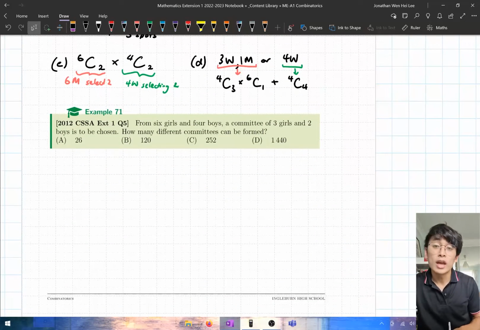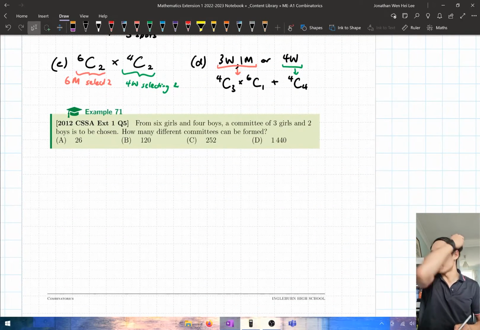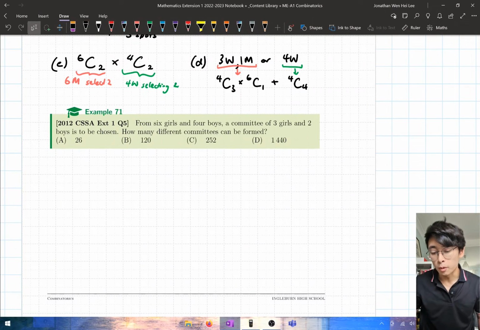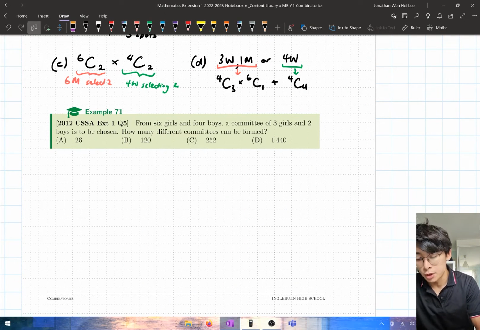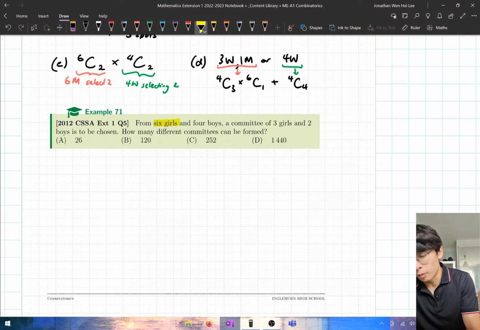Okay, here we go. We have a multiple choice question from a Catholic schools examination. From 6 girls and 4 boys, a committee of 3 girls and 2 boys is to be chosen. How many different committees can be chosen? Okay, we can do this in a few parts. So here we've got 6 girls and 4 boys.